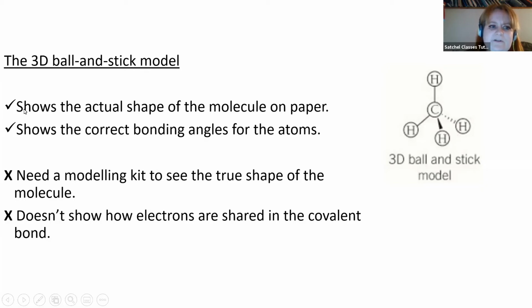There's quite a lot that's good about this one. It shows the actual shape of the molecule, because it's 3D. It shows the correct bonding angle, because you draw it with the correct bonding angle. But you need a modelling kit to show the true shape, because these are again approximations. You need something like a Molymod, which you may have seen. It doesn't show how electrons are shared in the covalent bond, as there are no electrons there.